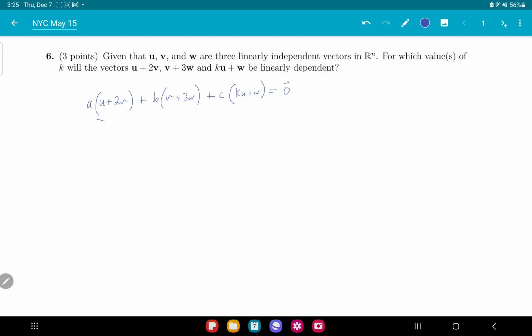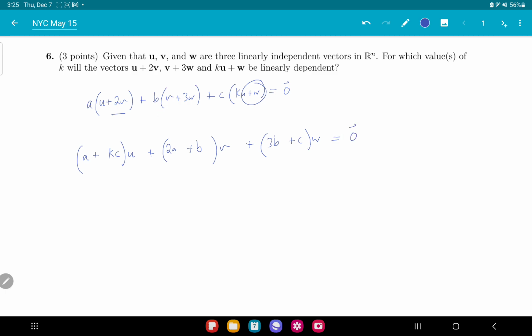Well, if I look at the u terms, what do I get? I get a plus kc times u. And then looking at the v terms, you get this guy and this guy. So that's 2a plus b times v. And then we get w terms right here and right here. So 3b plus c w equals 0 vector.